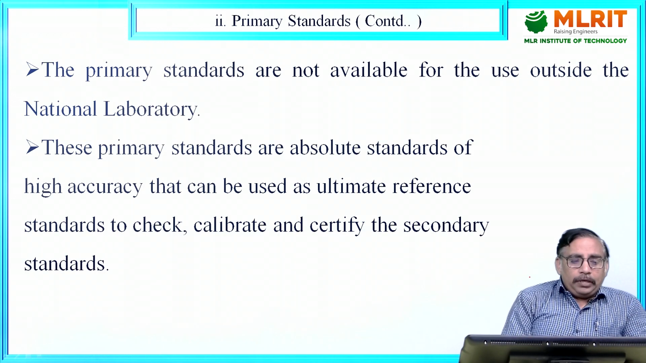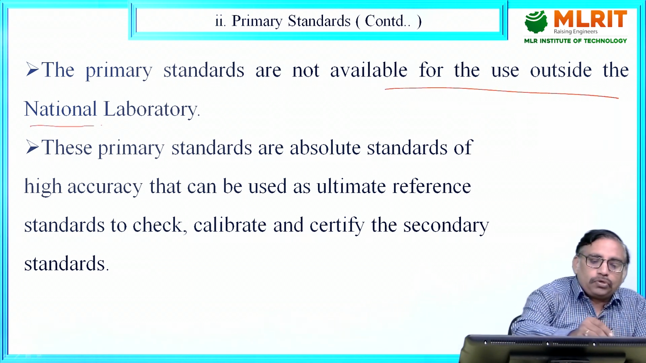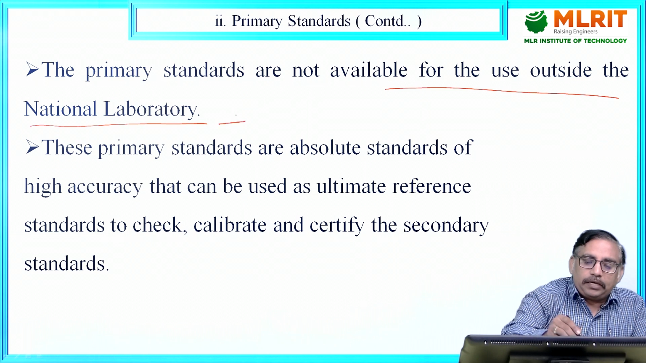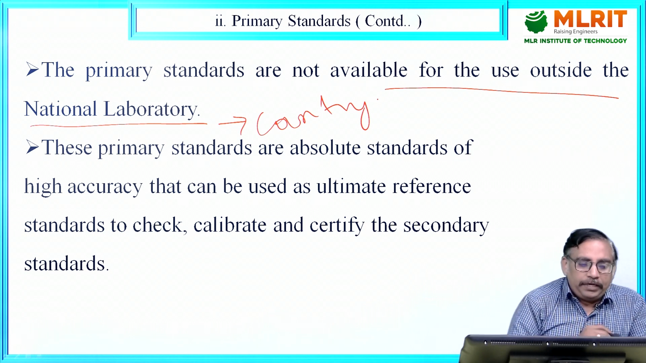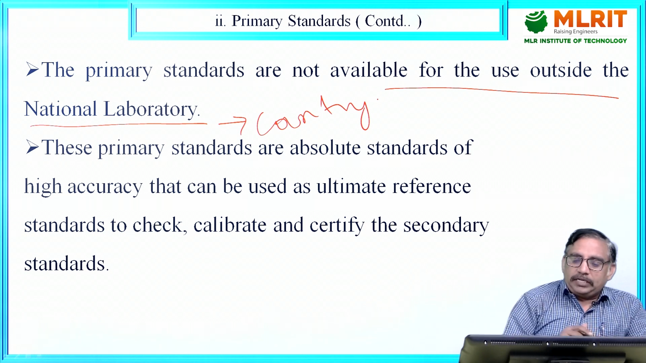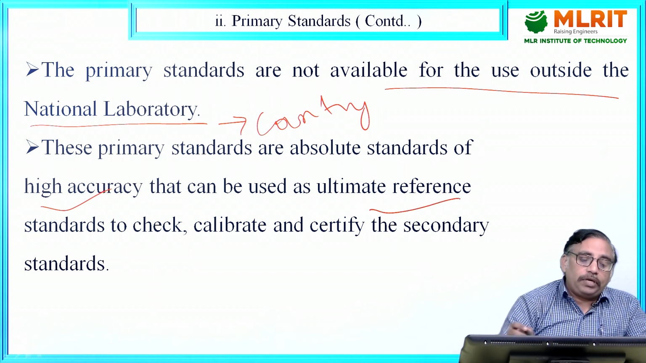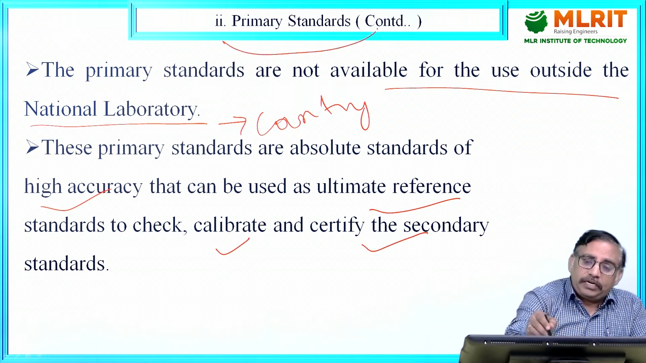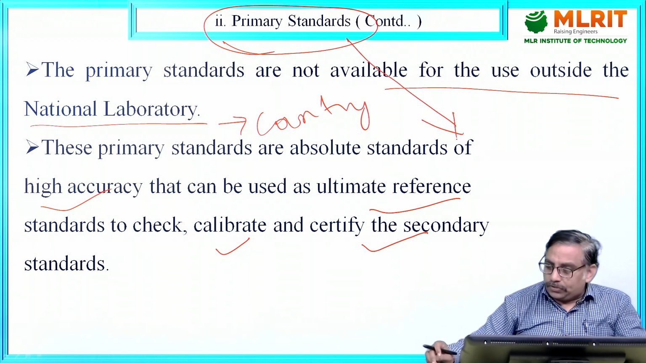So, the primary standards are not available for use outside the national laboratory. These primary standards, as I said, are restricted to a particular country only. In India, it is the National Standard Laboratory, NSL, right? These primary standards are absolute standards with high accuracy and can be utilized as the ultimate reference standards to check, calibrate, and then certify the secondary standards. So, as I said, primary standards will always be used to check the secondary standards.